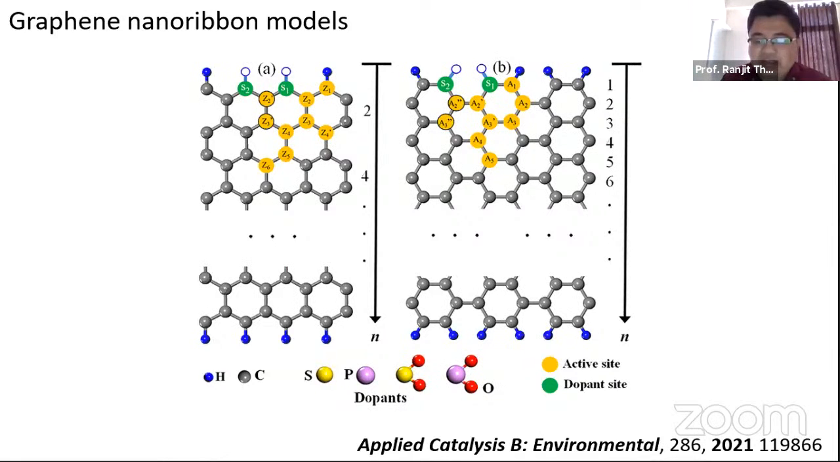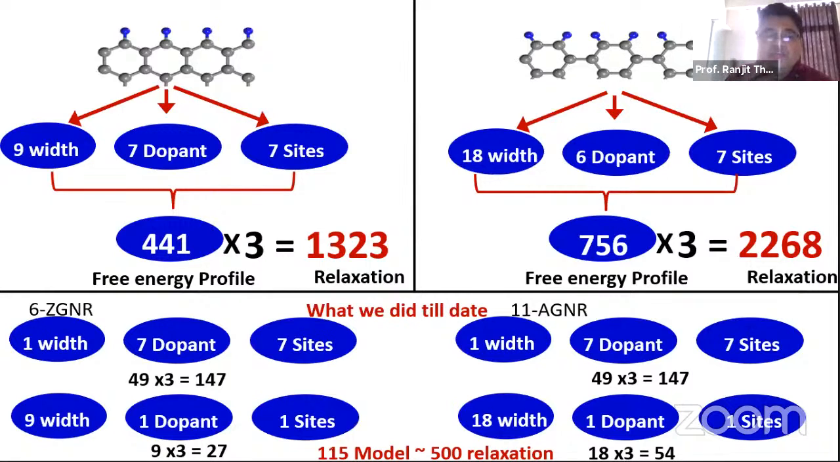So if you do this combination, how many model structures can you really make? If you consider 9 widths with 7 types of dopant, and you have to calculate 7 sites, you have a model, or you need to have, 441 sites. And if you have to do 3 calculations, that means you need 1323 relaxations using quantum mechanical calculations. And particularly for zigzag, if you have 18 widths with 6 dopants and 7 sites, altogether it is 2268 relaxations. This is an example. If you increase the number of dopants, or if you increase the width, it will increase more.